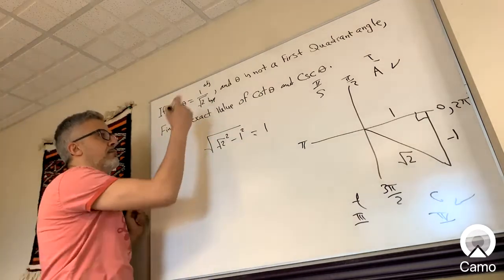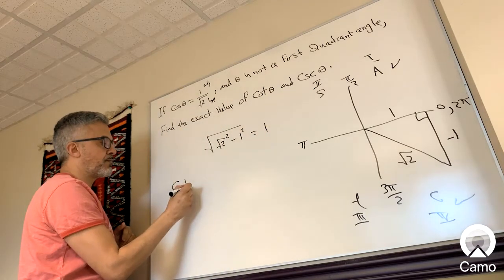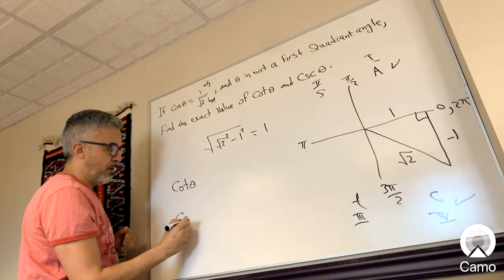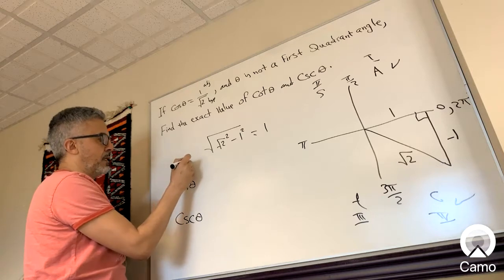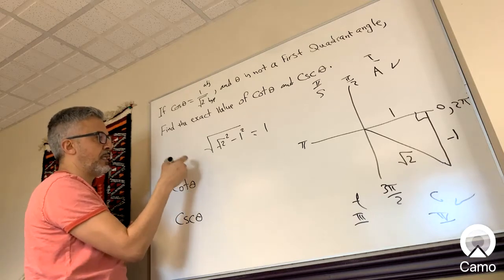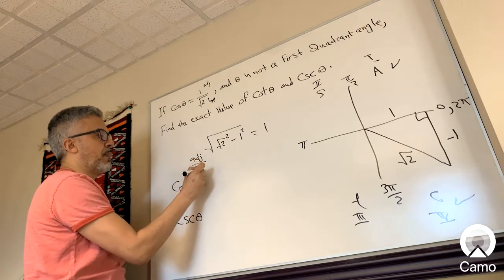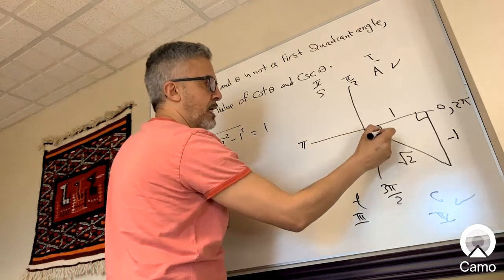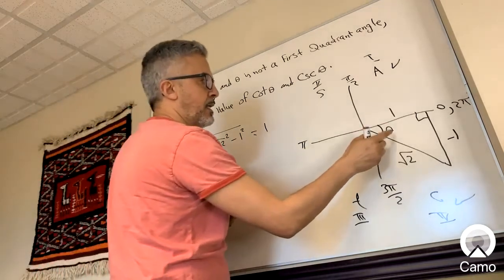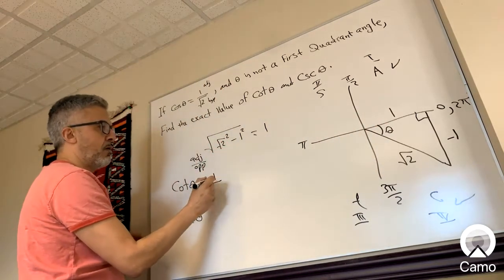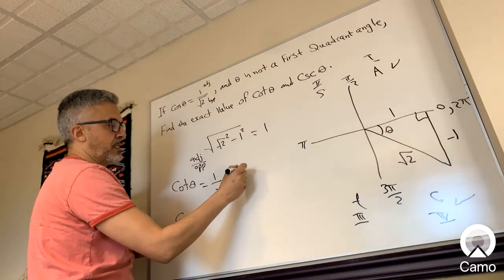Now, if you want to solve for these two now, just very simple. Cotangent theta and cosecant theta. You know, tangent is opposite over adjacent, so the cotangent would be adjacent over opposite. Okay, and of course, we're working from the reference angle here. That's where theta is, and therefore, adjacent is 1 over opposite, which is negative 1. And therefore, the answer for this is just negative 1.